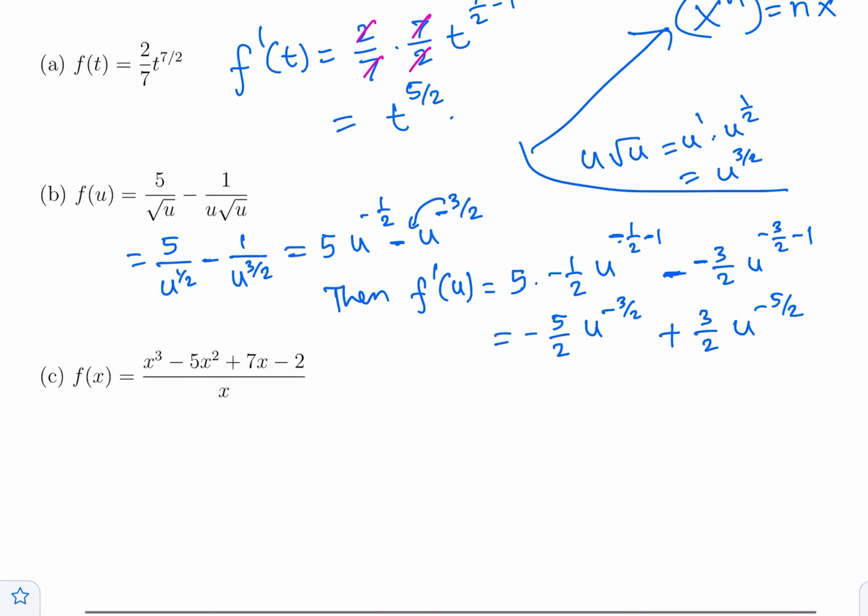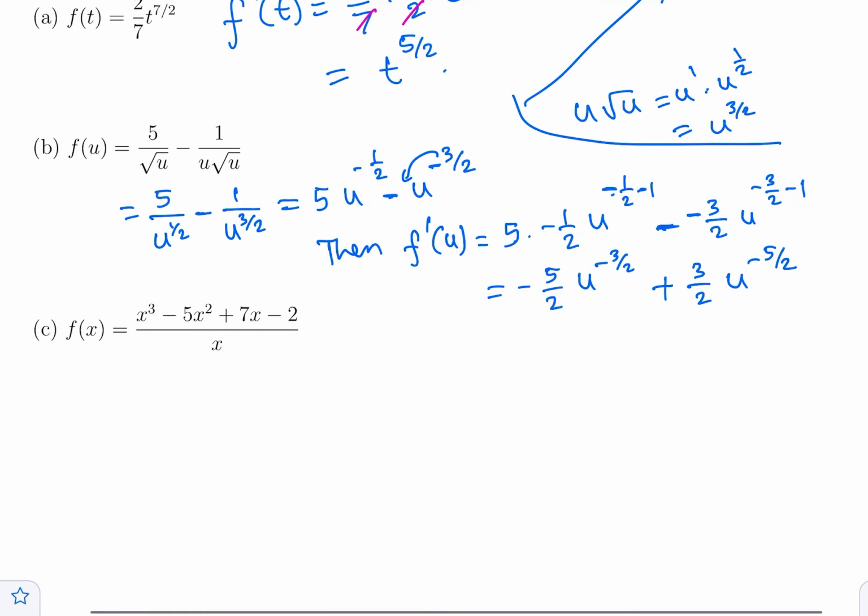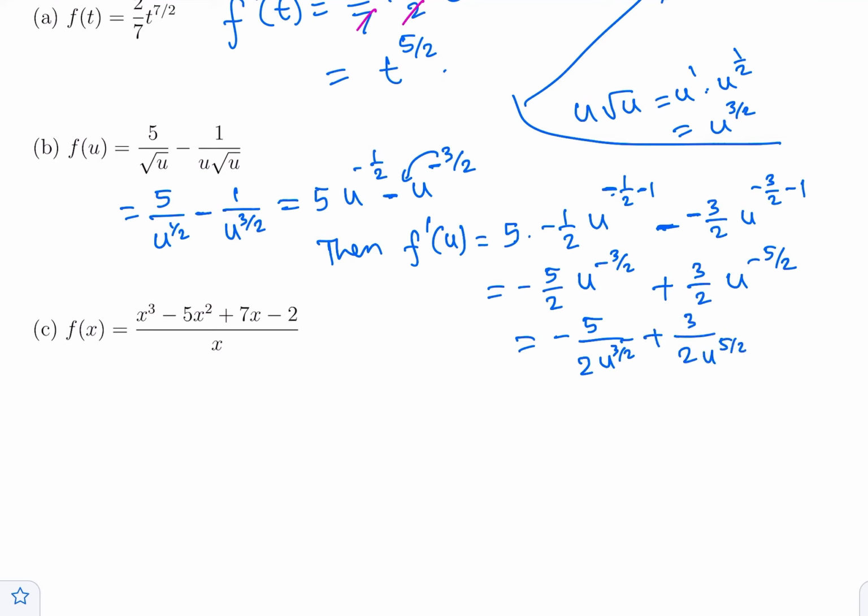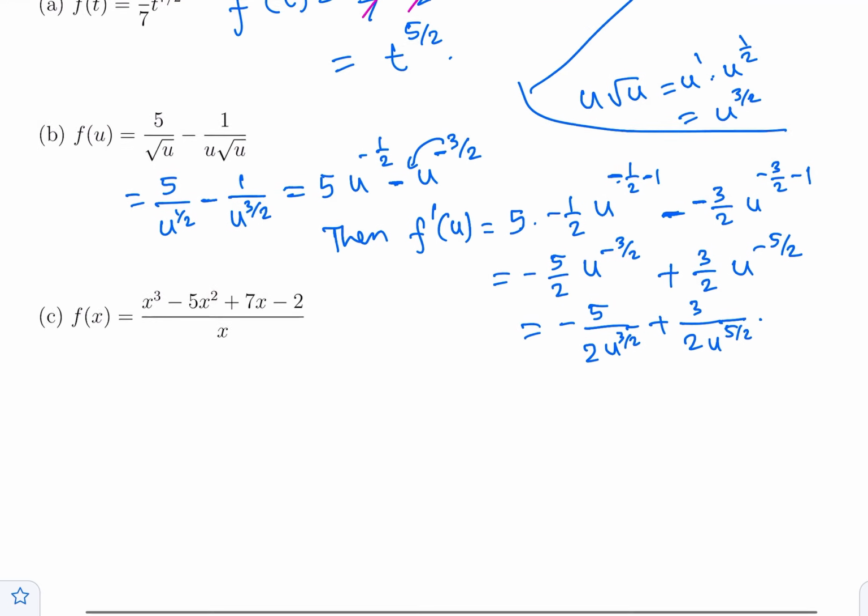You may leave it here, but we don't like negative exponents, so we can put these on the bottom so that the negative is gone. So negative 5 over 2 u raised to 3 halves plus 3 over 2 u raised to 5 halves. Okay, this one or this one.